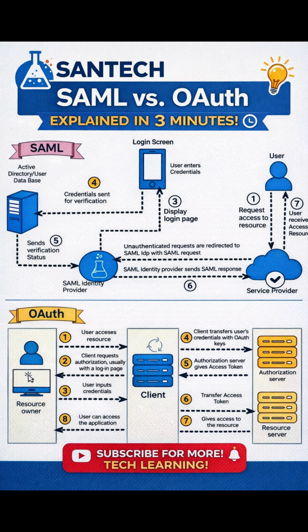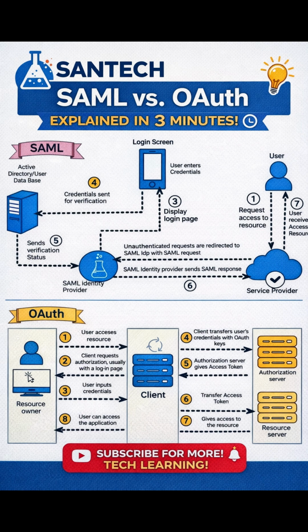Imagine you're trying to access a company dashboard. Step 1, you request access to the app. Step 2, the app says, I don't know you. Step 3, it redirects you to a login page, usually your company's identity provider. You enter your credentials. Behind the scenes, the identity provider checks your details against Active Directory or a user database.